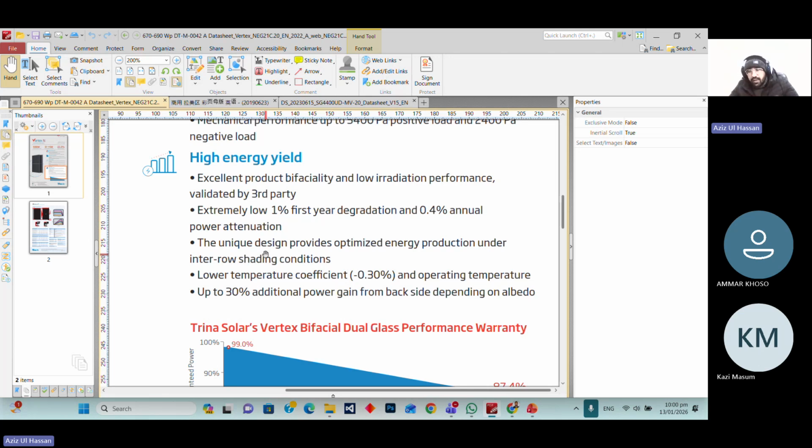So the annual degradation value is 0.4. The other 0.6, what is that? Do you know about that? Anyone from you? At first time when they are exposed to the sun, they decrease. What do we call that degradation?